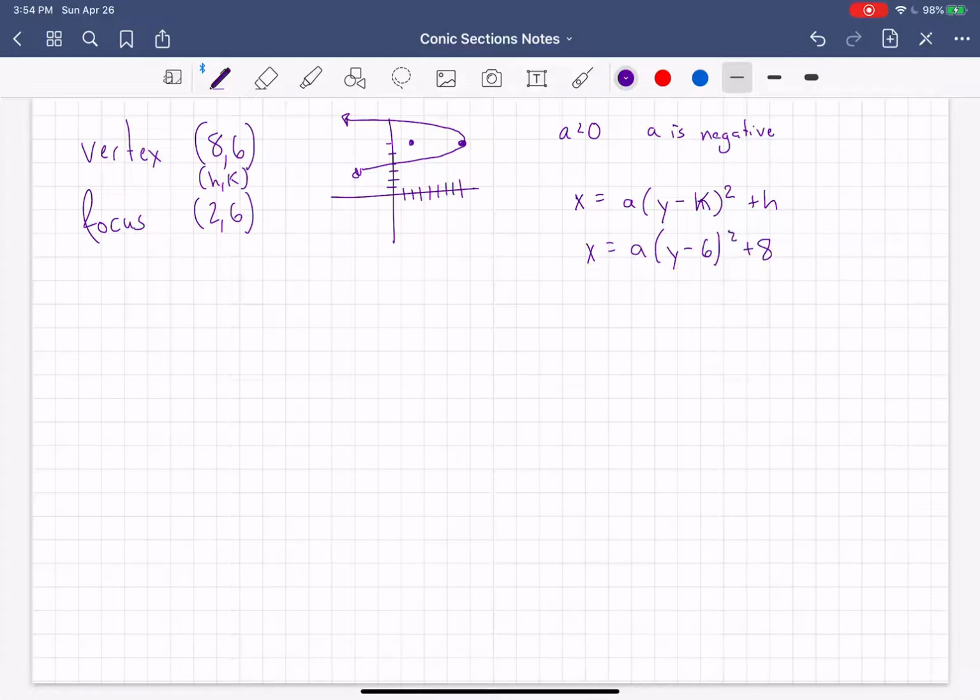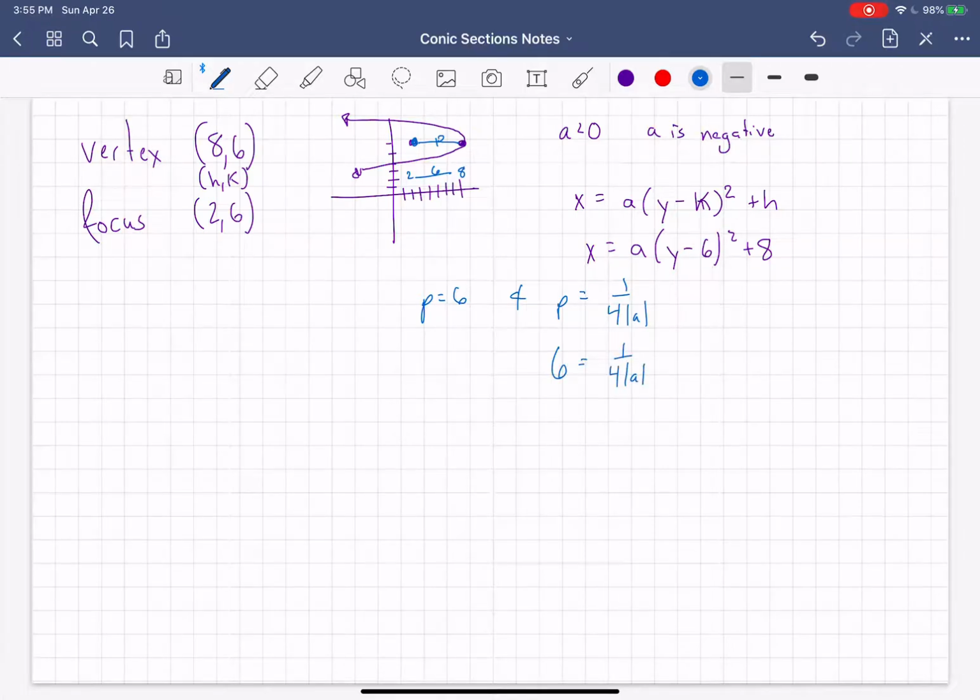But we need to figure out what a is. To do that, we need to use the distance between, which we call p. The distance between these goes from 8 to 2, so that distance is 6. So we know p is equal to 6, and we know p is equal to 1 over 4 times a. We have those two things, so we can plug in what we know for p and solve for a.